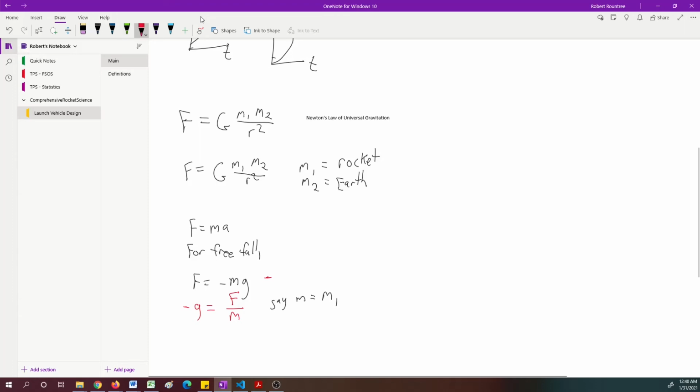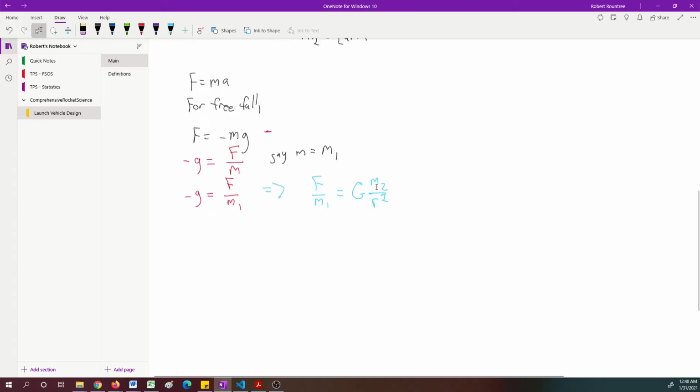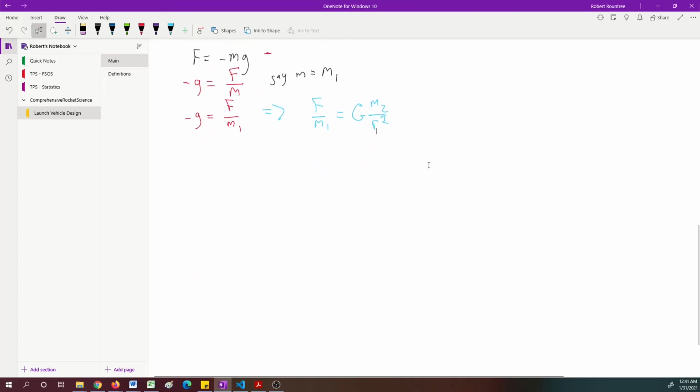We can use that knowledge to return to the universal gravitation and find g at our distance above Earth, say 200 kilometers, which is about where the International Space Station is. For reference, space is arbitrarily defined as 100 kilometers, so 200 kilometers is well into space.